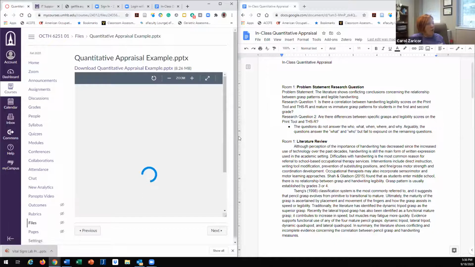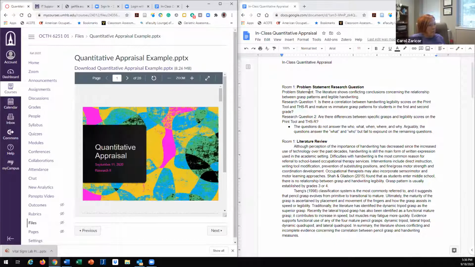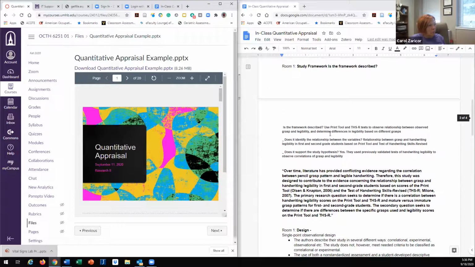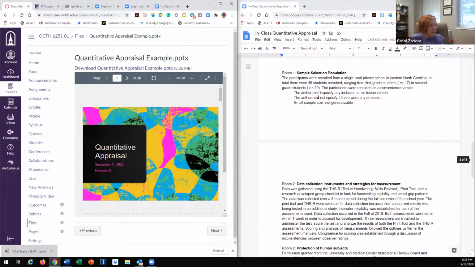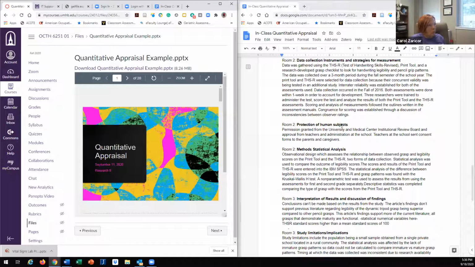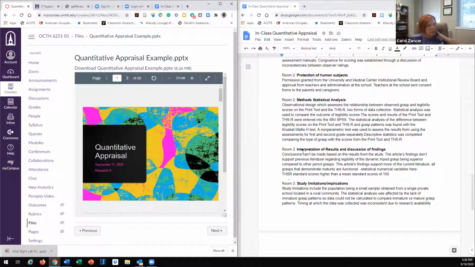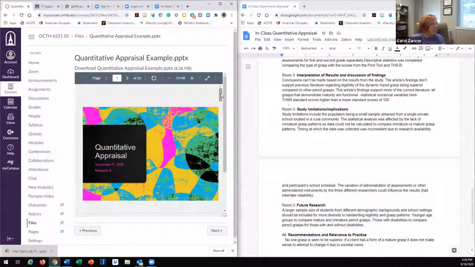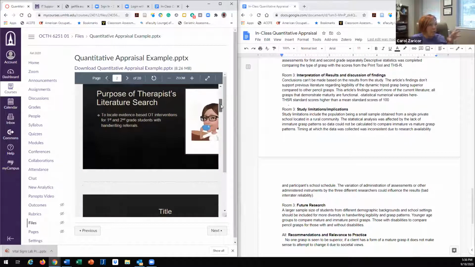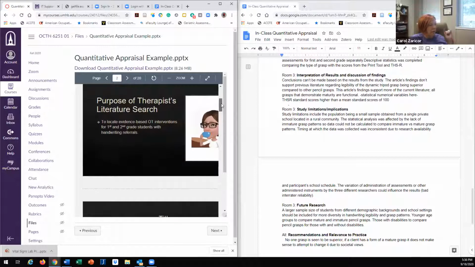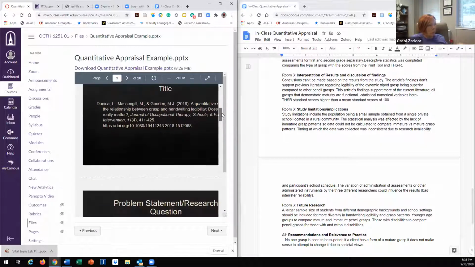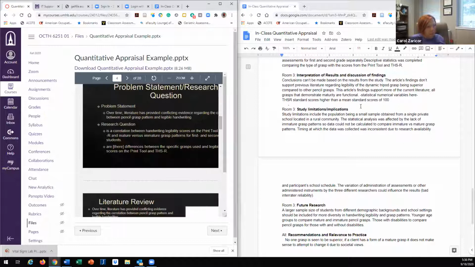So I took all of these things here where it says room one had to work on the problem statement, the literature review, and the design and sample population. Room 2 worked on protection of human subjects, method, statistical analysis, and so on. And then after they did that, we went through the whole thing again, and I did it on PowerPoint so we could see and match up what they did to what the actual answers were.